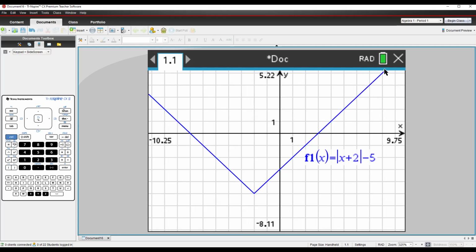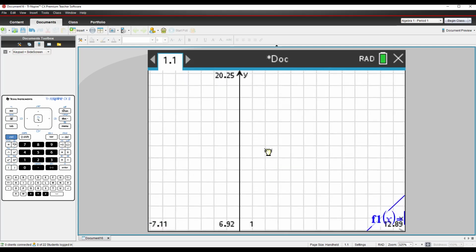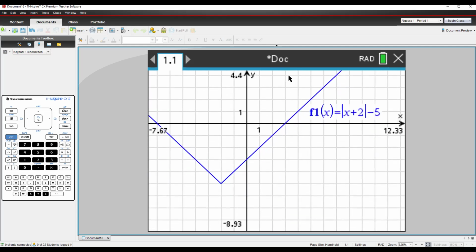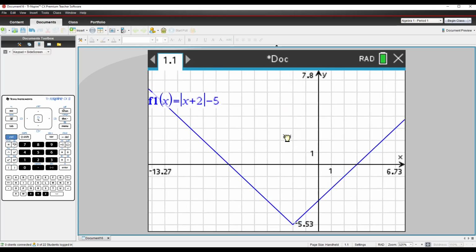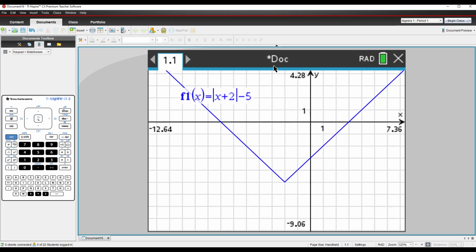Now, before we go any further, this is going off the screen. No matter where I go, it keeps going off the screen. That means it's going out to infinity. So we already know when you see something going off the screen, that means it's going to infinity. Like if you keep pulling it down and it's still going off the screen, that means it's going to infinity. So we already know what the max is. It's infinity. We need to know what's the minimum.